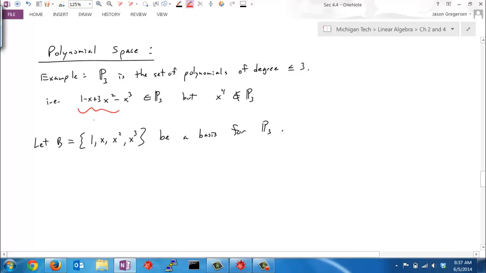So now I have an element in my space. I'm going to call it P. So the P vector in this case is 1, negative x plus 3x squared minus x cubed. But in terms of this basis, I can find the coordinates of P with respect to my basis. It's the amount of all those directions I'm taking. So if I need to get to this thing, how many 1s do I need?